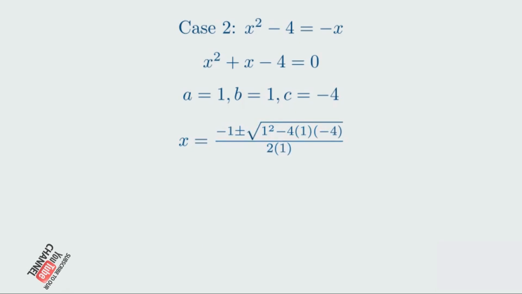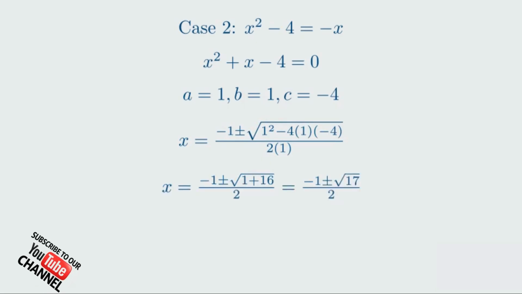Let's simplify this expression. Inside the square root, we have 1 minus negative 16, which is 17. This gives us our two potential solutions from case 2. X equals negative 1 plus or minus the square root of 17 all over 2.